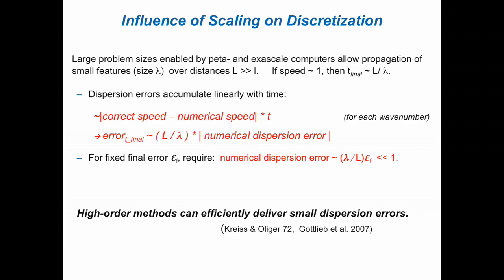Well, no, sorry. This whole argument is Kreiss and Oliger, so let's go through the argument. Large problem sizes are going to be more efficiently solved by high-order methods. That was their argument. Okay? So let's look at it. Large problem sizes enabled by these very large parallel computers allow us to propagate small-scale features over long distances. So if we have some size lambda, we want to go over distances L, which are much, much greater than lambda. If the speed is 1, we can always non-dimensionalize, then the final time is going to be L divided by lambda. It's moving at speed 1. It's going a distance L. Okay?